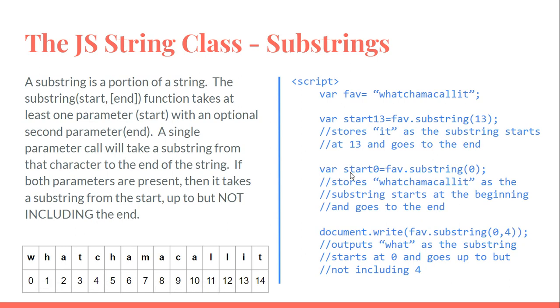So I get 13 to the end, so I get I and T, so it stores the word it in start13. If I do start0 and take a substring from 0, then it comes all the way back to the beginning and takes everything in the string. So I get the entire word whatchamacallit. If I output fave.substring(0, 4), 0, 1, 2, 3, 4. Now remember, when I put that second parameter, it goes up to, but not including, that second parameter. So 0, 4 is actually just taking 0, 1, 2, and 3. It is not taking 4, which means it outputs what and does not include the C.